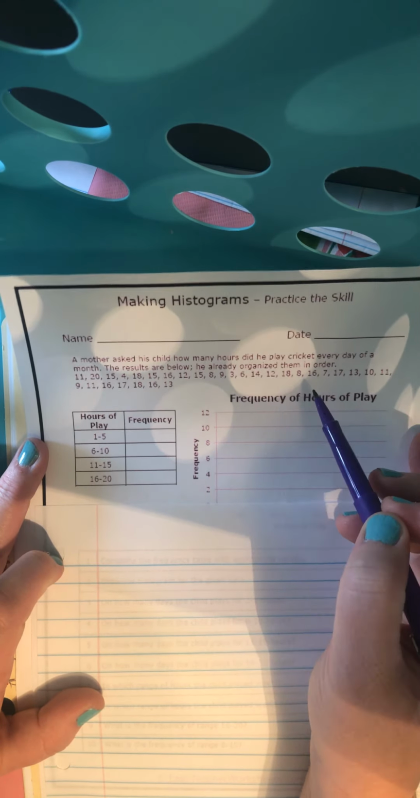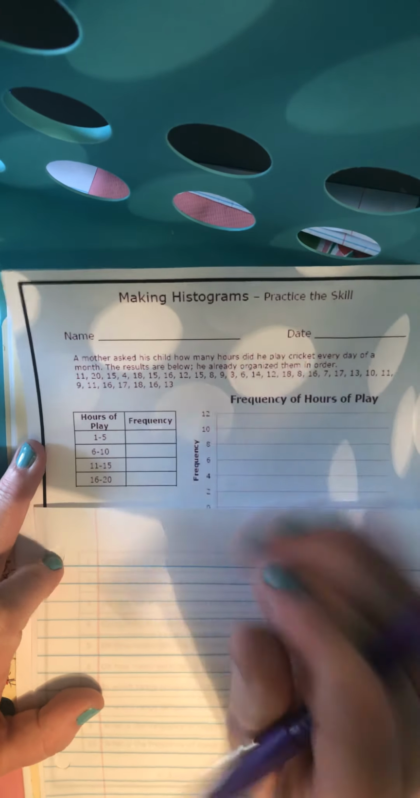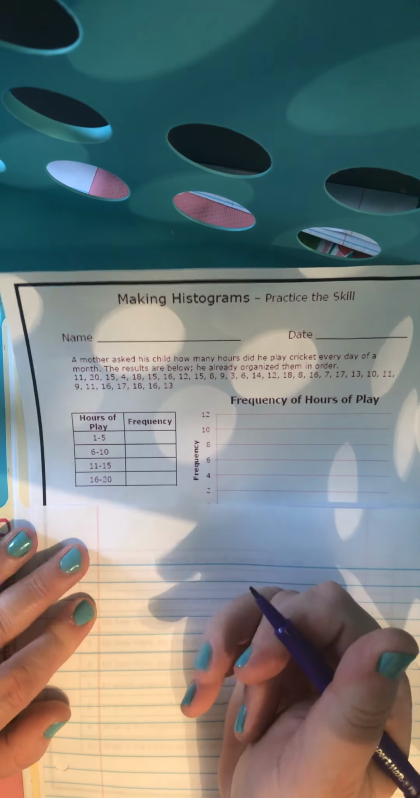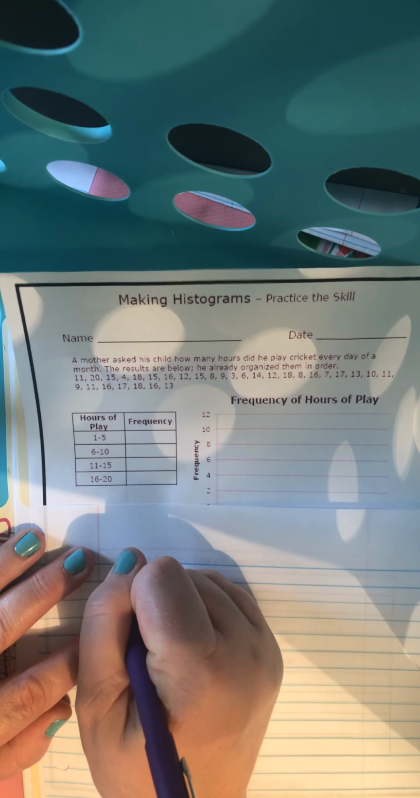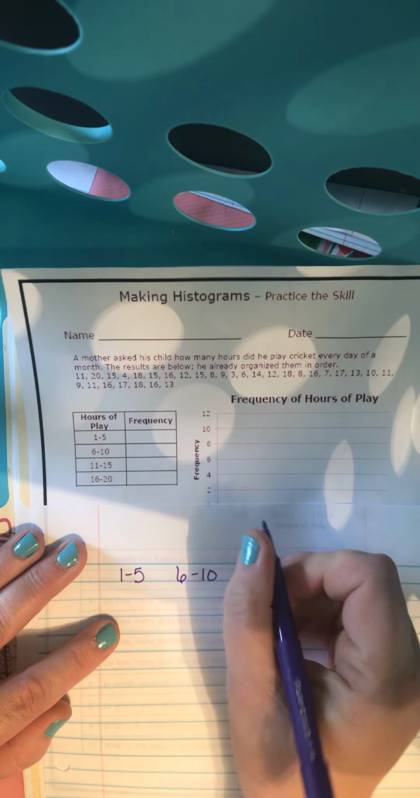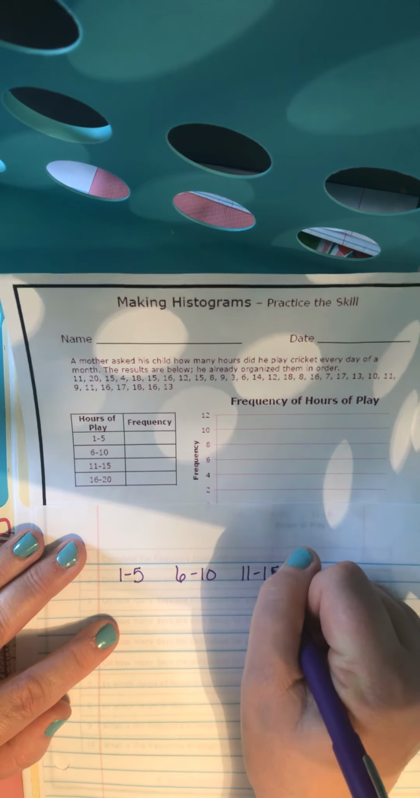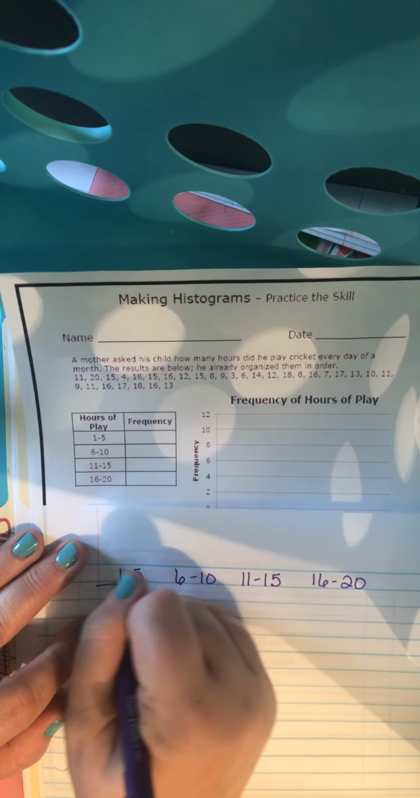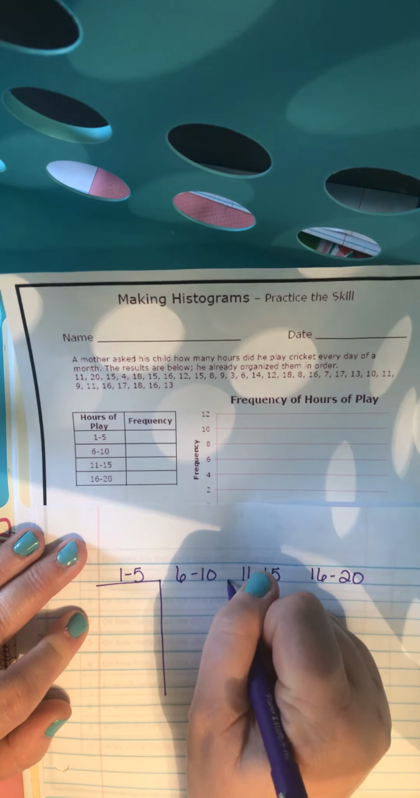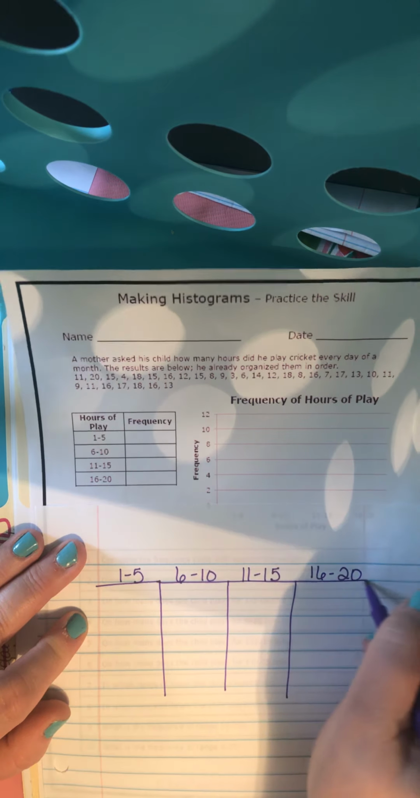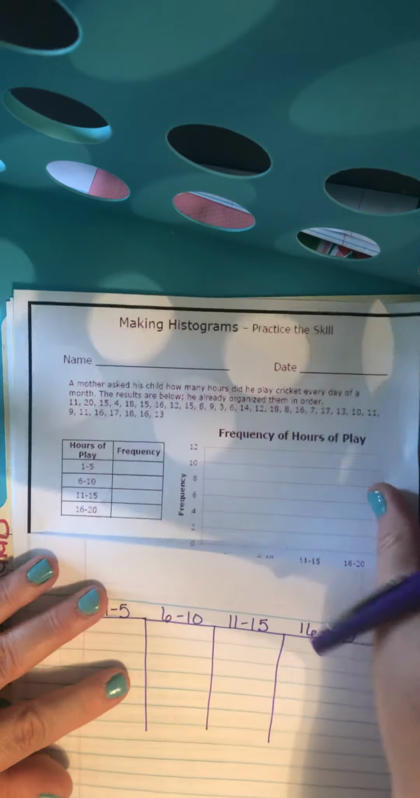He already organized them in order. I don't know what order he did, but we're going to do what the hours of play that they want us to put them in. So we're going to organize them 1 through 5, 6 through 10, 11 through 15, and 16 through 20. I'm going to just do tick marks for mine because I think it'll be easier that way. But I'm going to cross them off as I go.